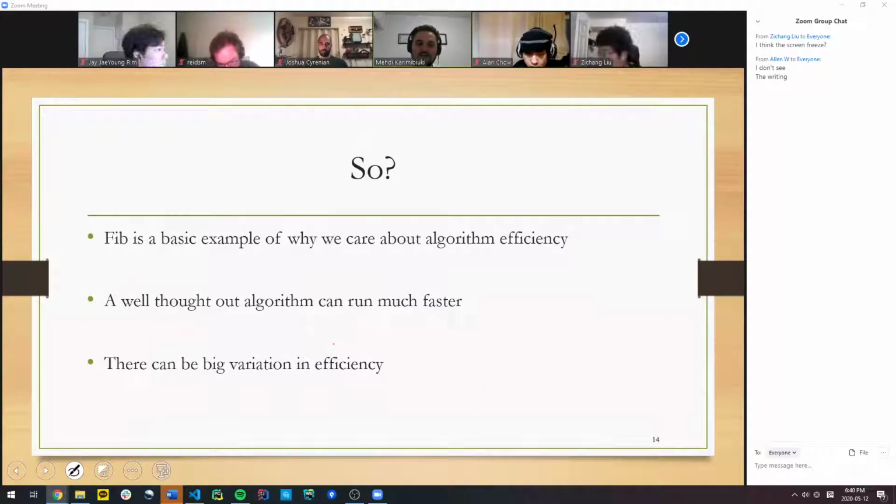Right. So Fibonacci is a basic example of why we care about algorithm efficiency. A well-thought algorithm can run faster. There can be big variation in efficiency. This is just to show the significance of different methods of implementation of an algorithm.